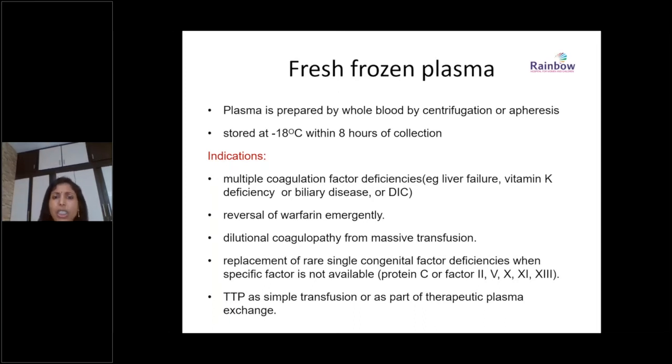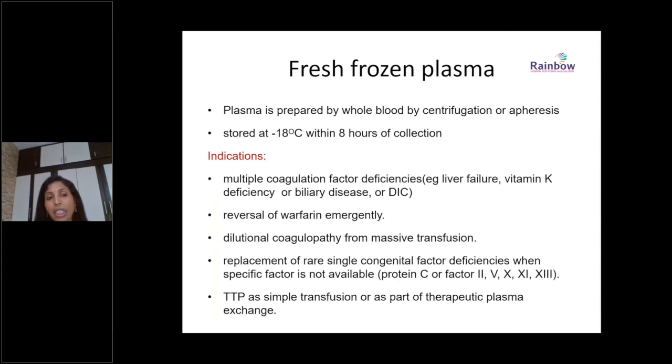As you can see, in all congenital factor deficiencies, whether it is factor 2, 5, 10, 11, or 13, these are all factors which are there in good amount in FFP. So you can go ahead and consider that. And other than that, there are your routine regular indications, like if you are in a hurry to reverse warfarin effect, or you can also use it for TTP, where you can do the plasma exchange.